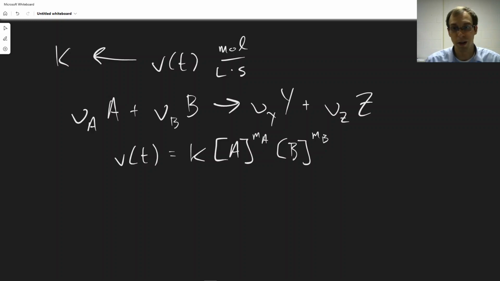And as we saw in the previous videos, sometimes these exponents can even be zero, right? It can not depend on the concentration at all. Okay, so I want you to pause the video and think about how would you determine the rate law for a reaction.